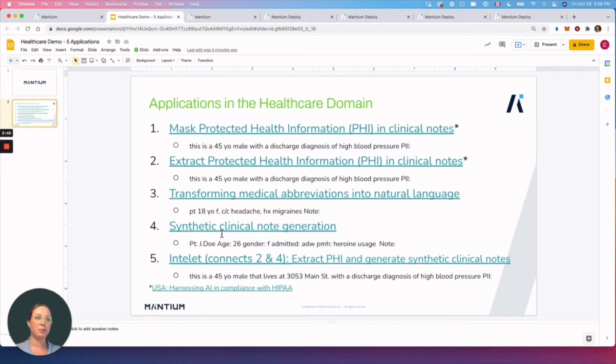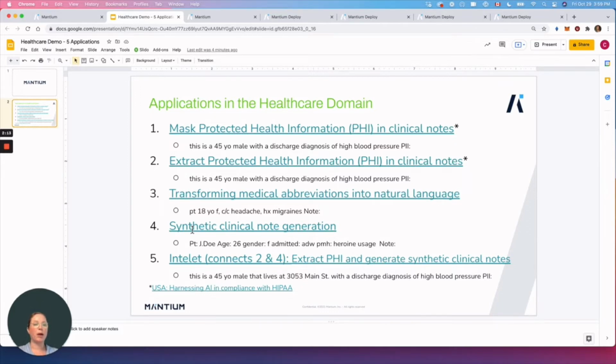The fifth application uses what we call within Mantium an intelet, and we're going to go ahead and connect applications 2 and 4 together. And so what we're going to do is that we're going to give it an input. It's going to extract the PHI from the clinical notes and send this to our fourth application, which will then use these extracted PHI to generate synthetic clinical notes.